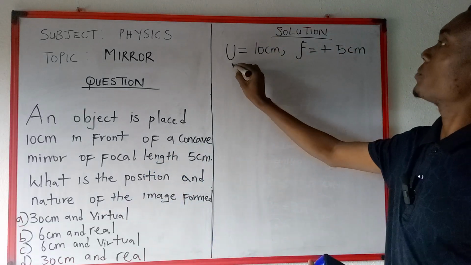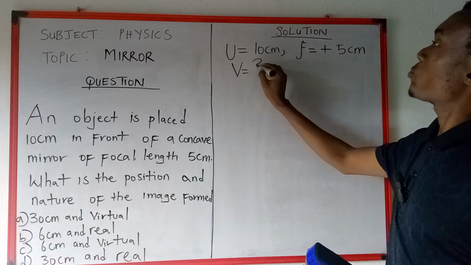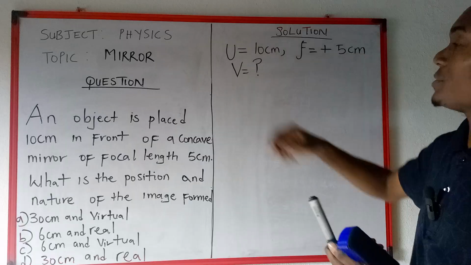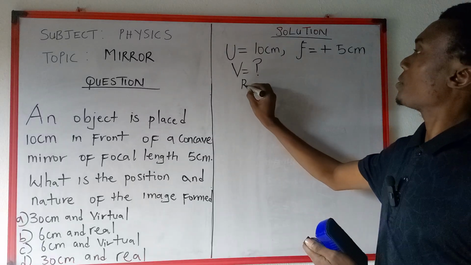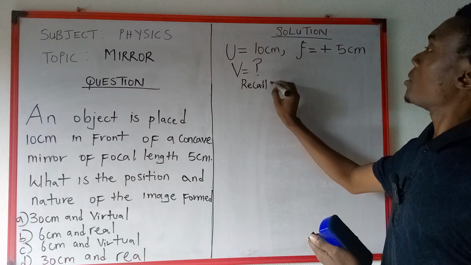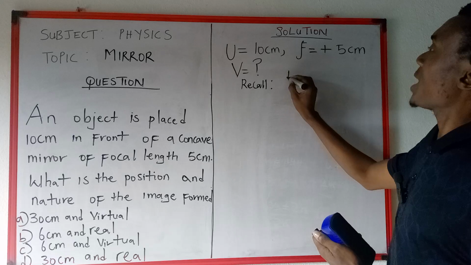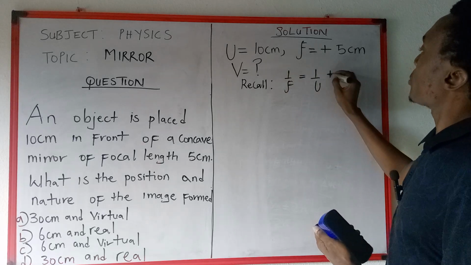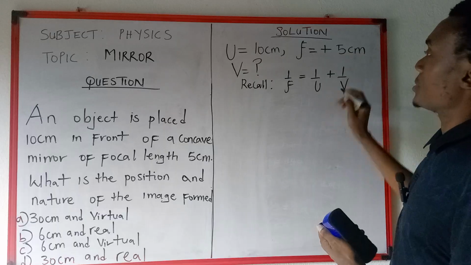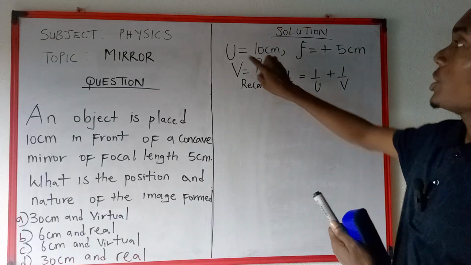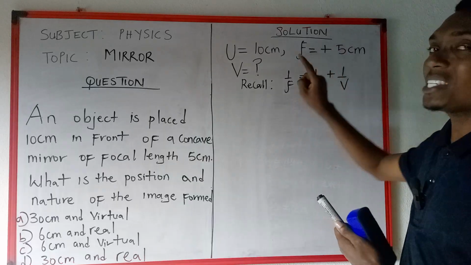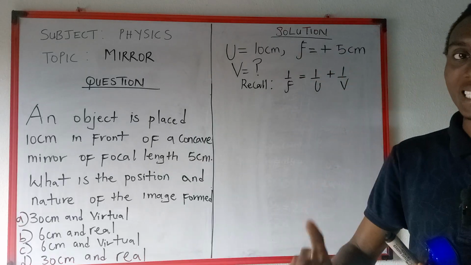So what we're looking for is the image distance, which is our V. When you recall, the mirror formula is always given as 1/F = 1/U + 1/V. Take note: U is the object distance, V is the image distance, and F is our focal length.